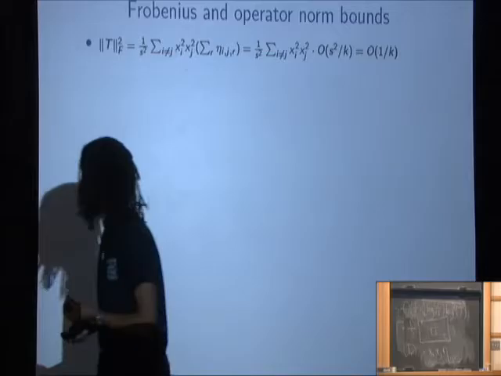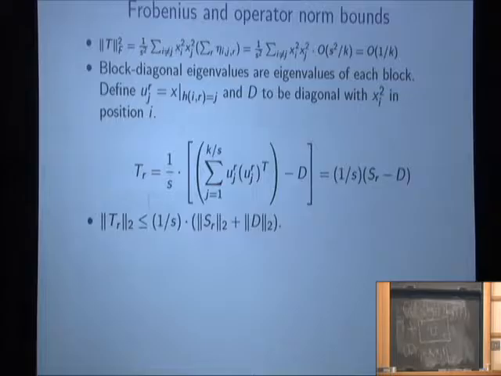And then let's bound the operator norm. Whenever you have a block diagonal matrix, the eigenvalues are just the eigenvalues of each block. So let's just look at one particular block, T sub R.